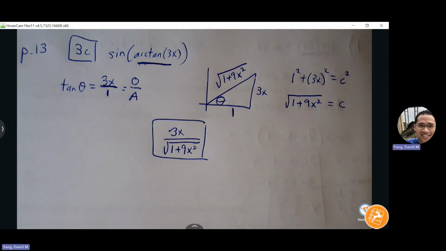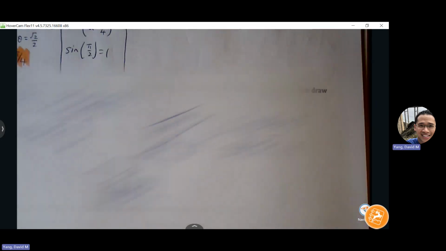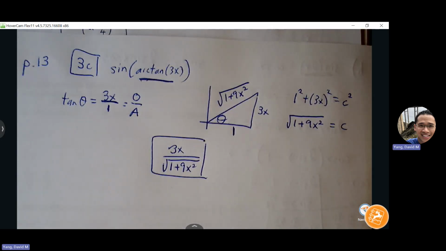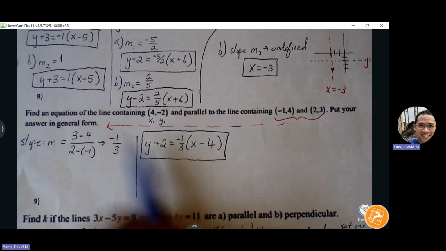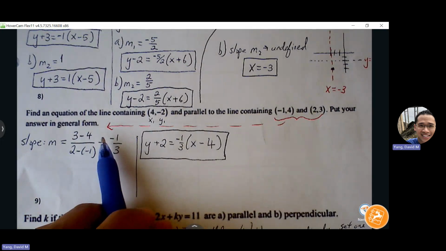For A, basically, your answer in general form is that A is supposed to be the C for 0. It says general form, but you can do any form. I think I just did point slope form or slope intercept form. Yeah, number 8, I did it in point slope form. There's no need for general form, but yeah, general form would be ax plus by equals c.